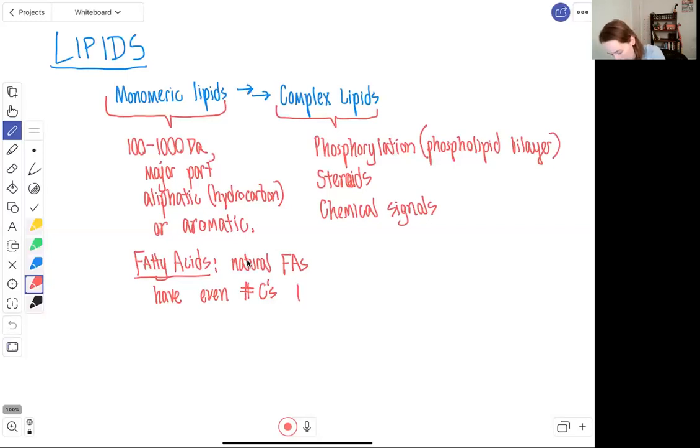The other point that is interesting to mention with regard to fatty acids is that if they are unsaturated, unsaturated means they have a carbon-carbon double bond, and the carbon-carbon double bond, if it is present, will be in the cis configuration.